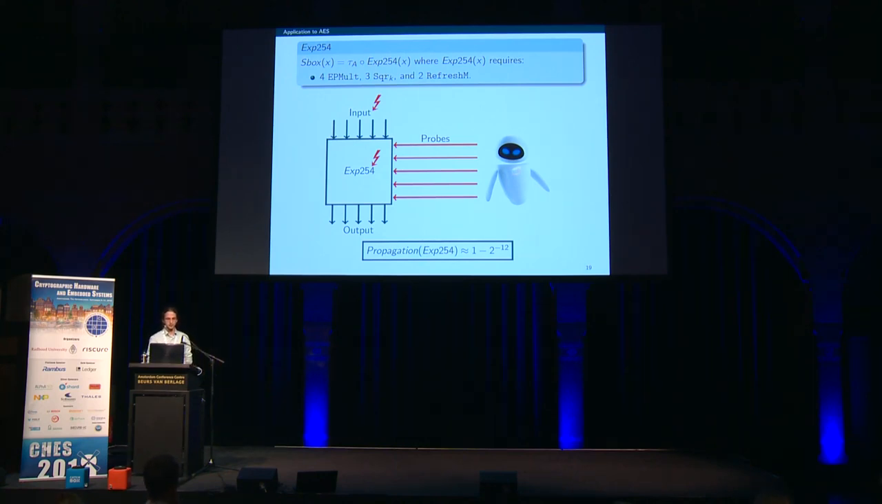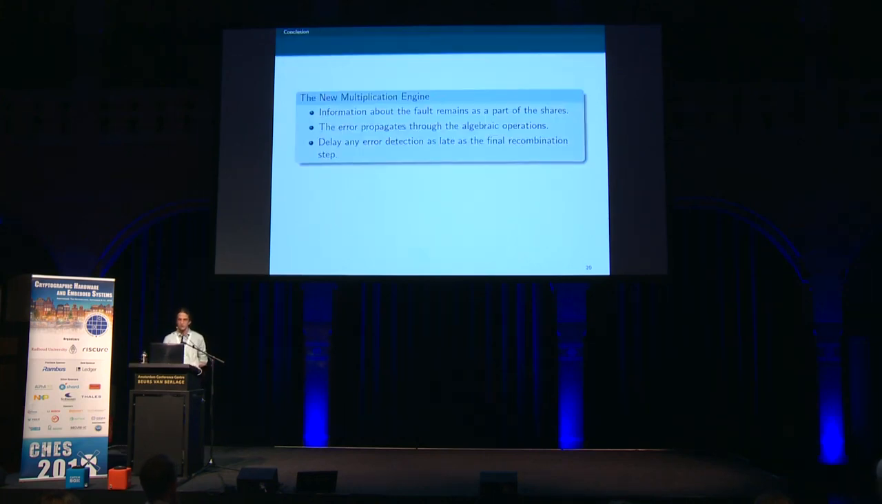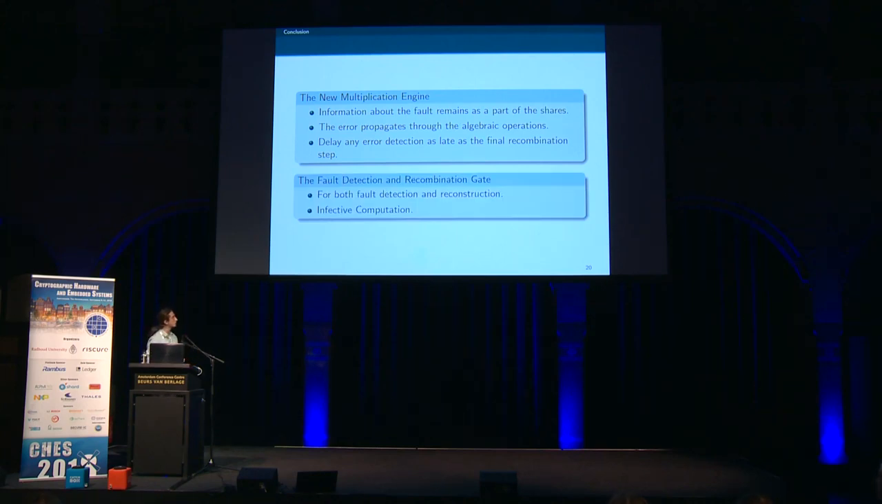And we actually show that in the 4-1 scheme, the error propagation of this algorithm is this number. So in conclusion, what we did until here, we defined a new multiplication gadget in which the information about the fault remains as a part of the shares, and the error propagates through the algebraic operations. And so we can delay any error detection as late as the final recombination step. And we also defined a new fault detection and recombination gate, for which we can do fault detection and also recombination.